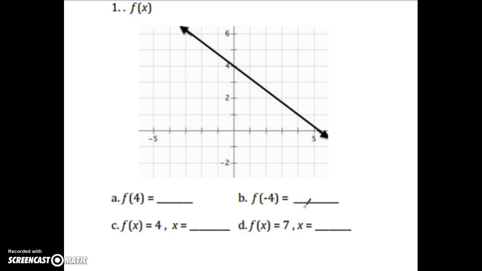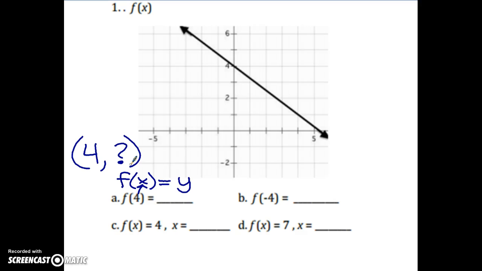Okay, we're going to find the input or the output given a graph. So what this is saying, when it says f of 4 equals, what we're really doing is we know that x is 4 and we're trying to find y. So that would be the same as if I wrote out the ordered pair 4 comma, and then we want to know what's y. That's what we're doing.